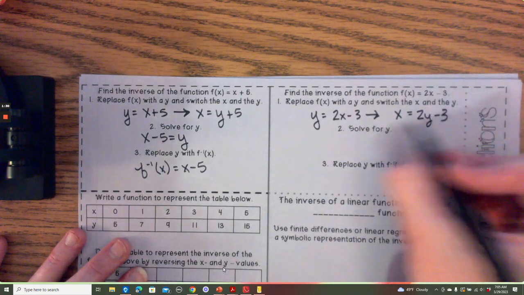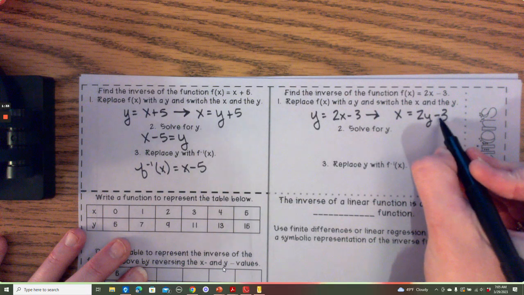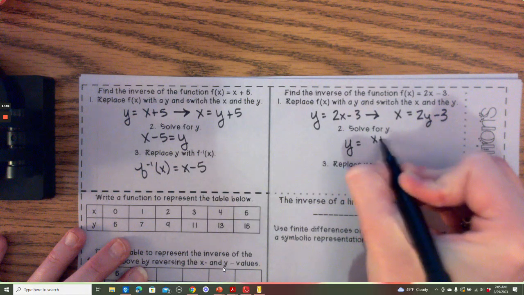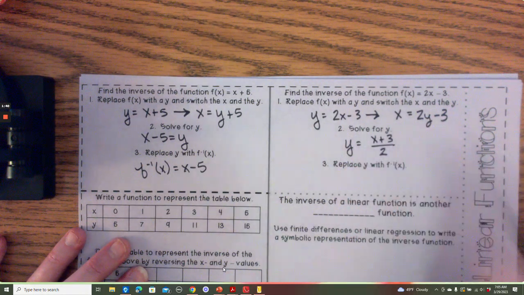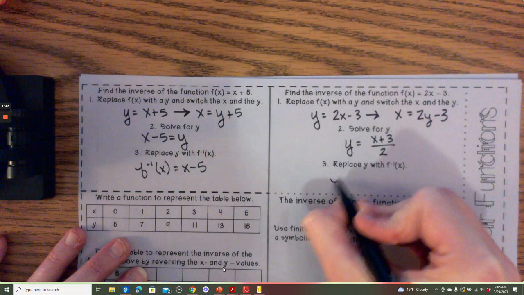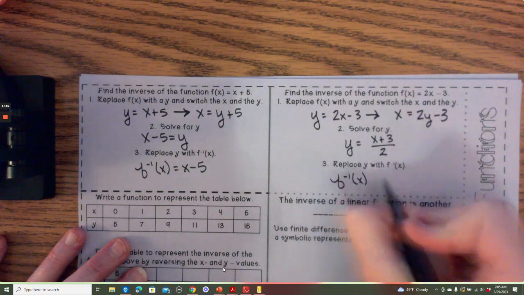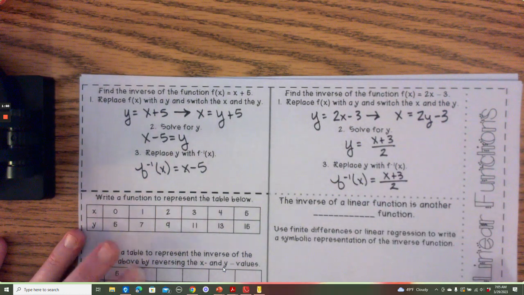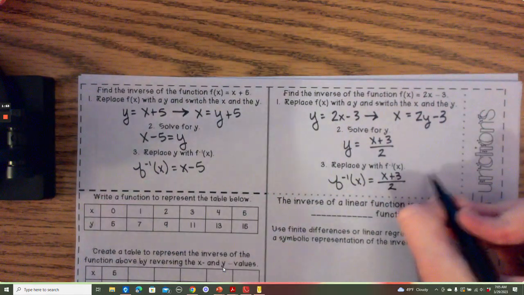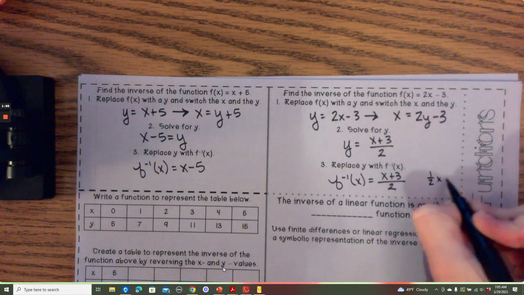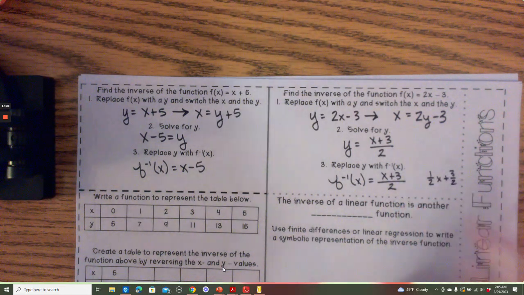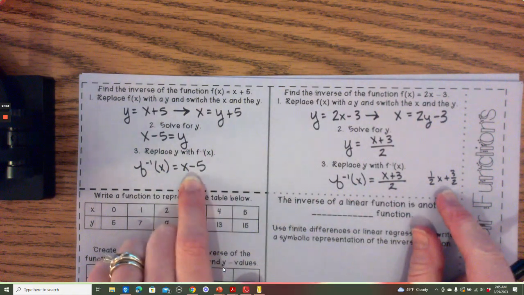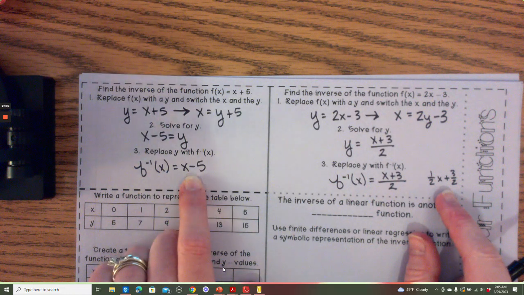All right, so if we solve for y here, we're going to add 3 to both sides, and then we're going to divide by 2. So we would have x plus 3 divided by 2. And then swap out that y with f to the negative 1 equals x plus 3 over 2. You could also write that as 1/2 x plus 3 over 2, but I wanted to write it that way just so you can see that this is still a linear. So the inverse of a linear function is still a linear function.